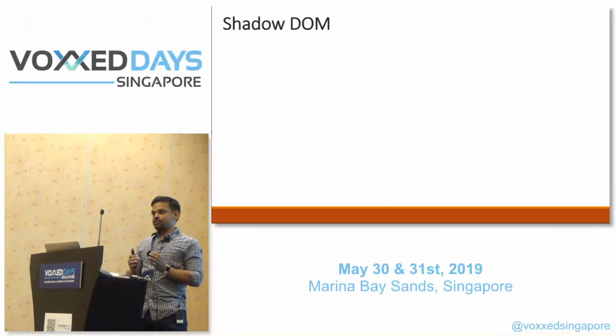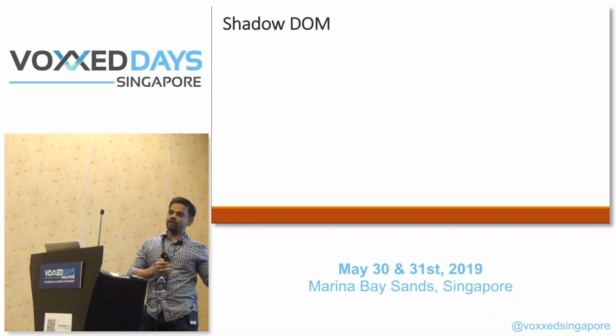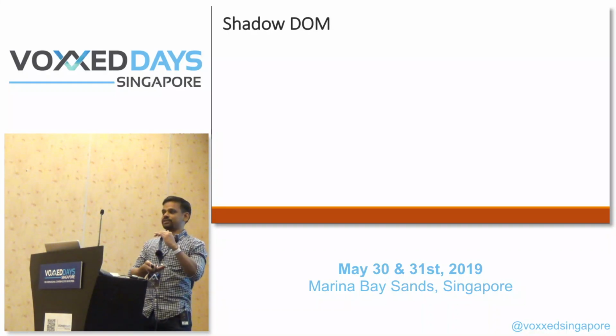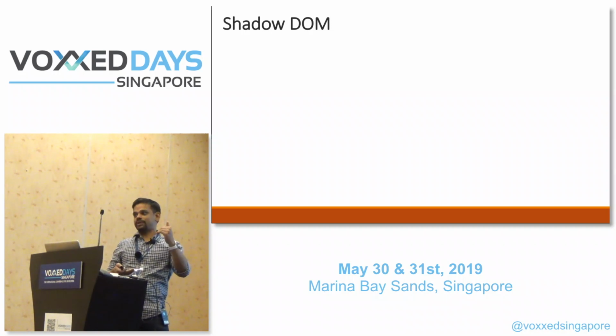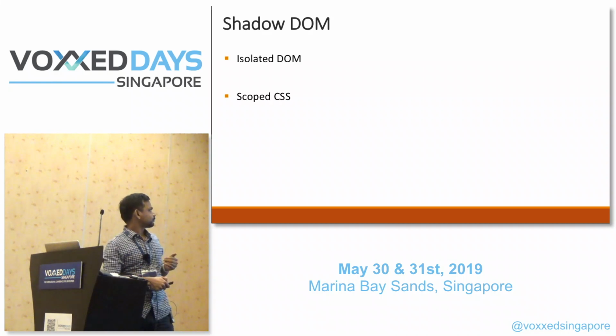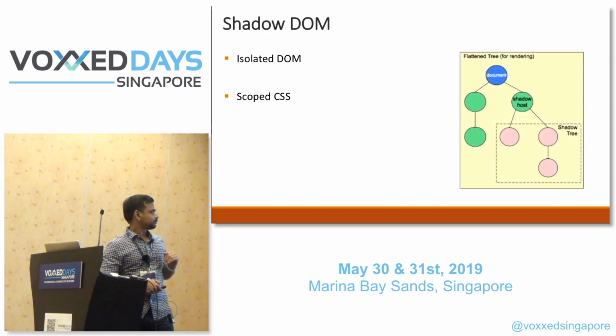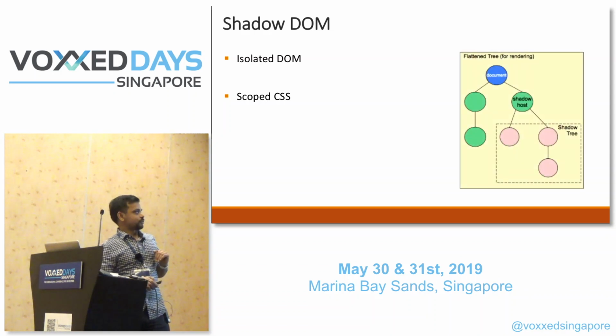If you create a custom element with Shadow DOM, you can achieve both. You have a custom element and also you can have full encapsulation. The styles will not leak into a child application. At the same time, the parent scripts cannot access your child elements. So these are the two important things: isolated DOM and scoped CSS. This is how the tree structure looks.